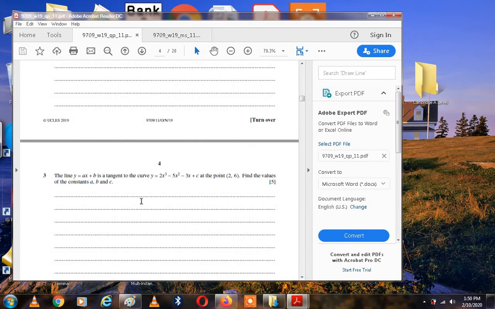Alright, so you've got this equation here: the line y equals ax plus b is tangent to the curve y equals 2x to the power 3 minus 5x to the power 2 minus 3x plus c at the point (2, 6). Find the values of the constants a, b and c.